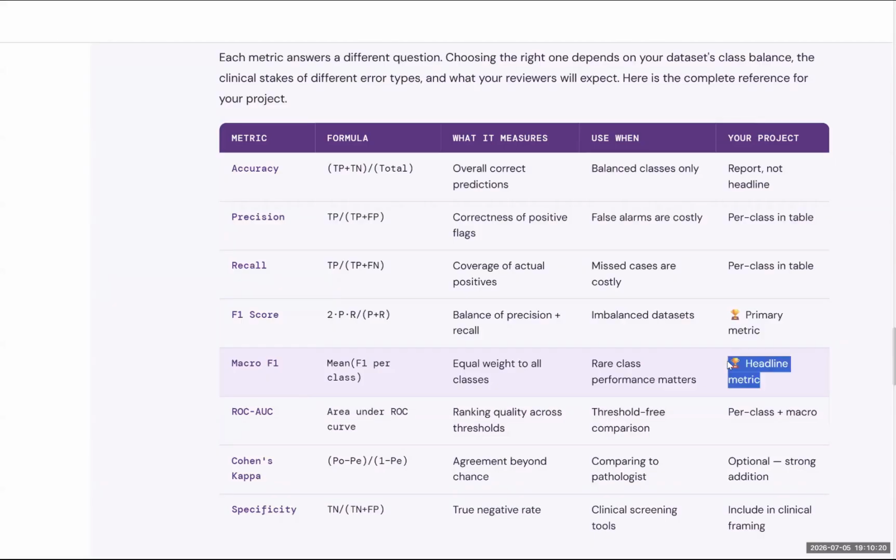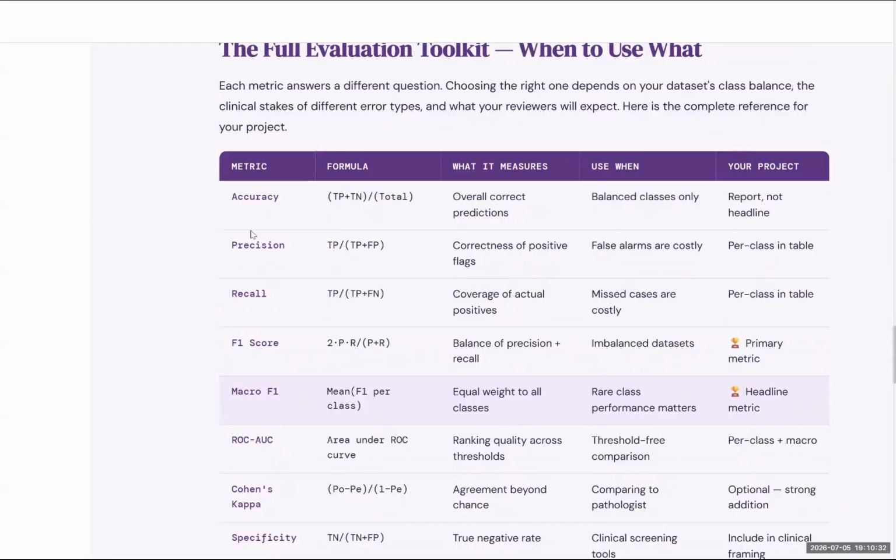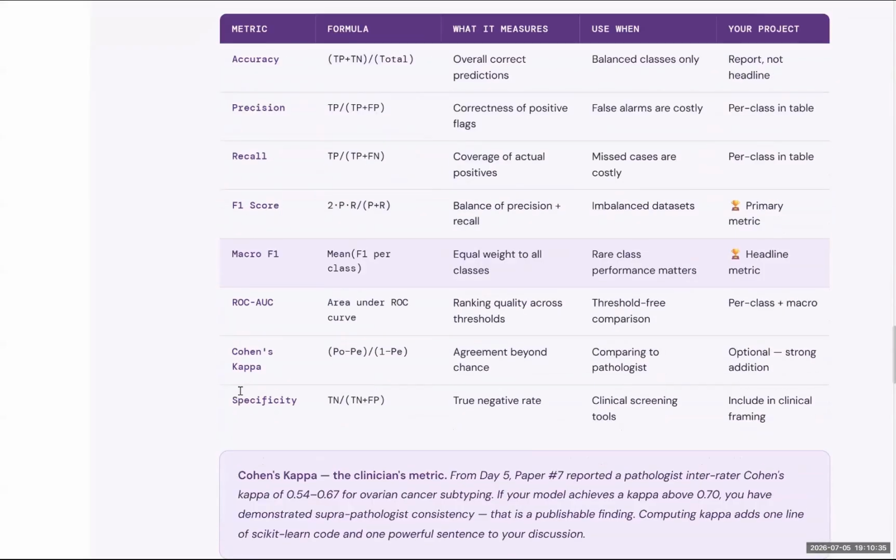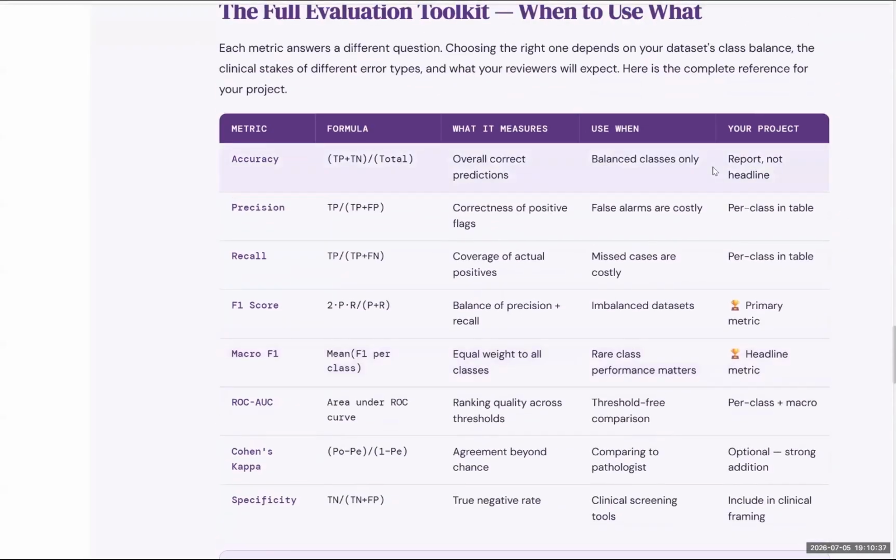So this is the headline metric, and you have to focus on this whenever you are trying to showcase your project work; you can show macro F1. Now this table is important. You have to report everything, but what is more important, see, is F1 and macro F1, and also ROC-AUC. ROC-AUC also we can plot per class, and then we can also plot for the overall model.